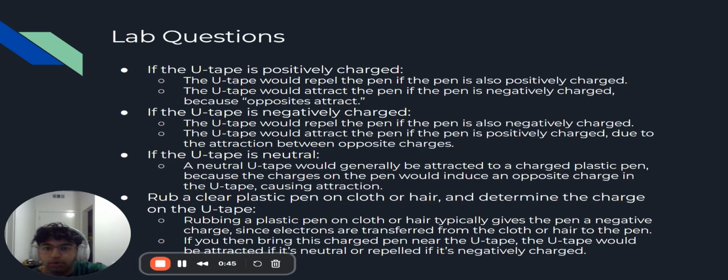So for our lab questions, if the U tape was positively charged, it would repel, because it would attract the pen if it's negative, and then you would see vice versa if it was negative. If the U tape was neutral, it would be attracted to the plastic pen because it would induce an opposite charge. And if you rub the pen on cloth or hair, it would give a negative charge to the pen.